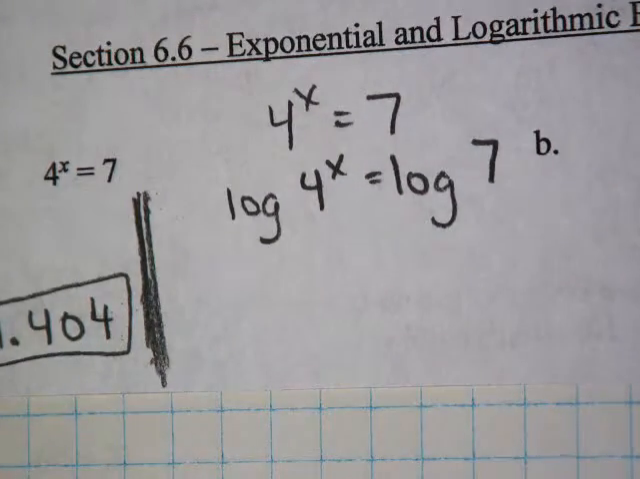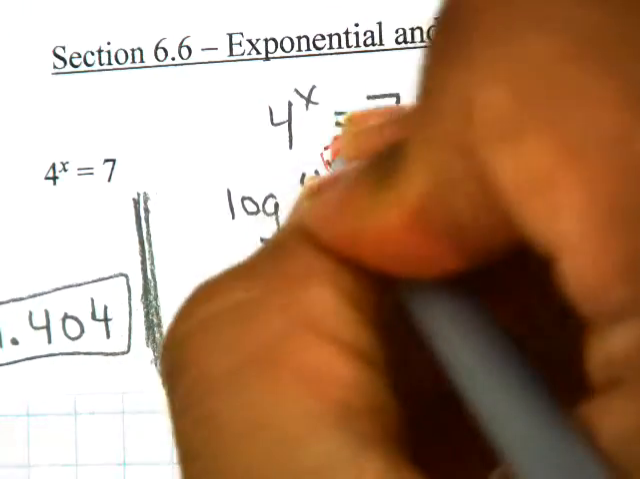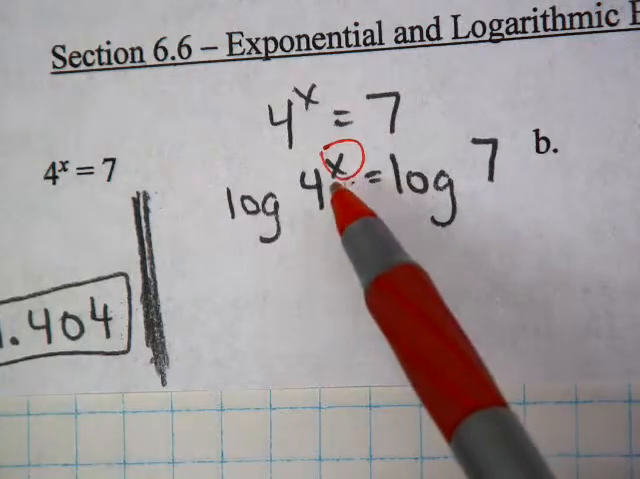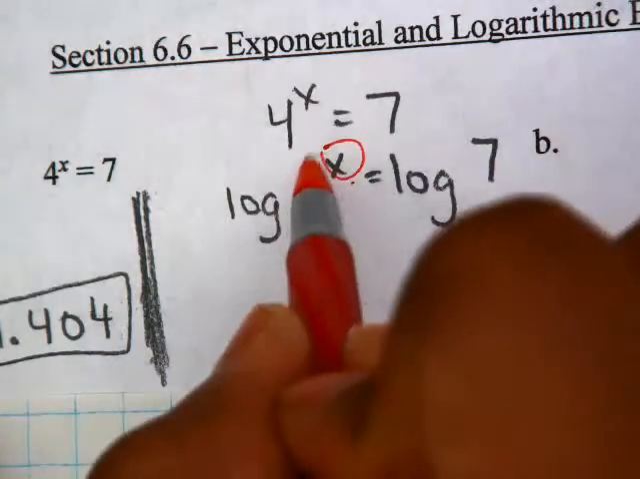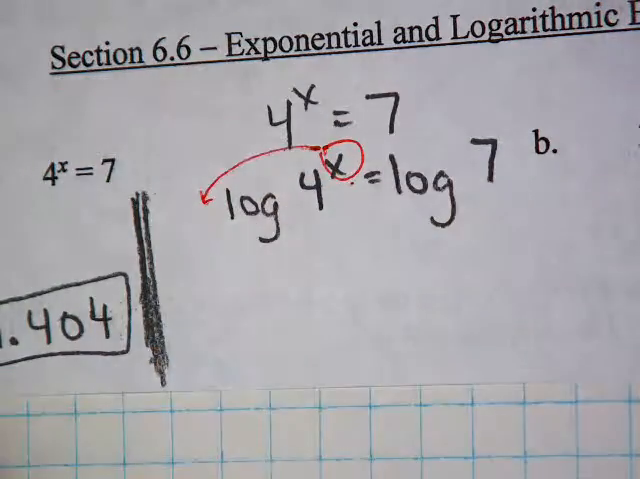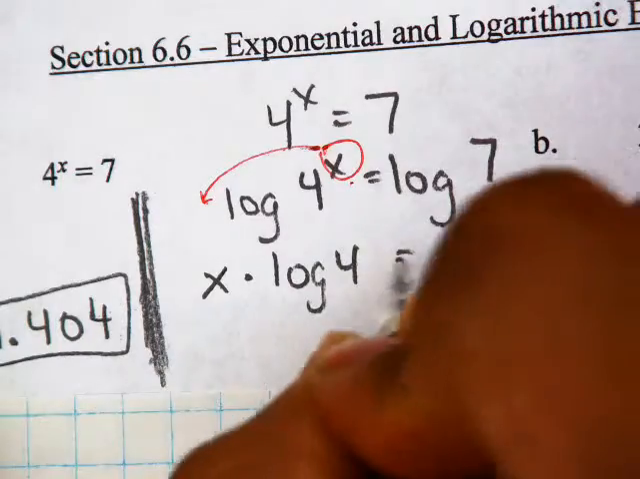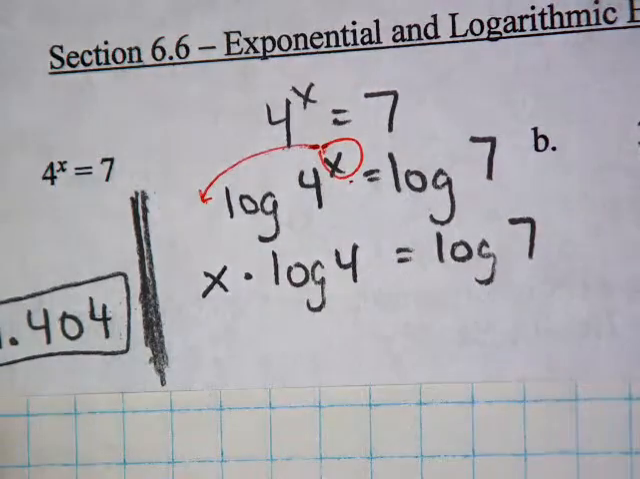Because what does that let us do with this x in the exponent? No, I'm not going to rewrite it. Using the properties of logs, what can I change this exponent to? Yeah, in the front. I can move it to the front. I can make it a coefficient. So this becomes x times log of 4 equals log of 7.